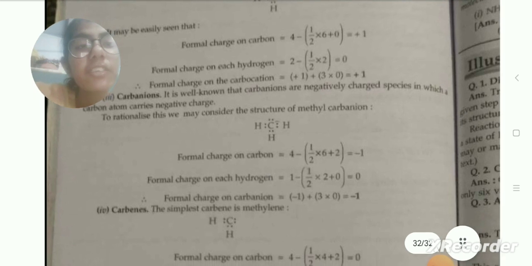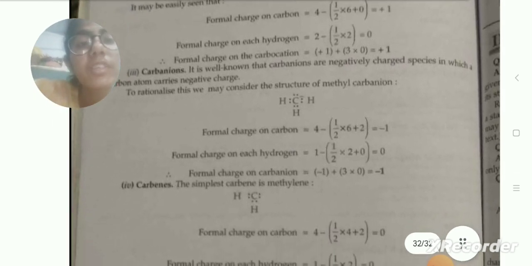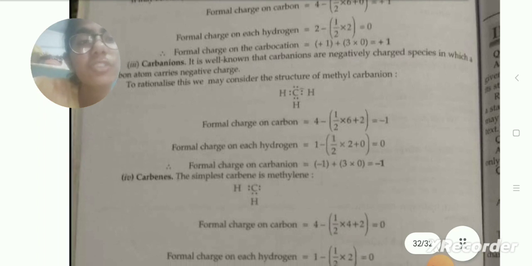The last is the carbanion, known as the carbon negative charge species, in which the carbon atom carries a negative charge. This may be considered the structure of the carbanion.